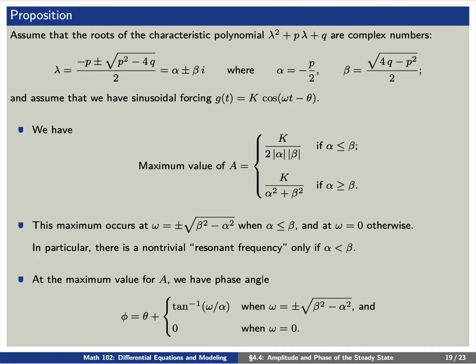And finally, we can say something about the phase angle. At the maximum value of our amplitude A, we have phase angle phi equals theta plus the arctangent of omega divided by alpha. This is when omega is equal to the square root of beta squared minus alpha squared. Or phi is equal to theta. This is when we don't really have a "non-trivial resonant frequency", that is, when alpha is greater than beta. Now let's explain why all of this is true.